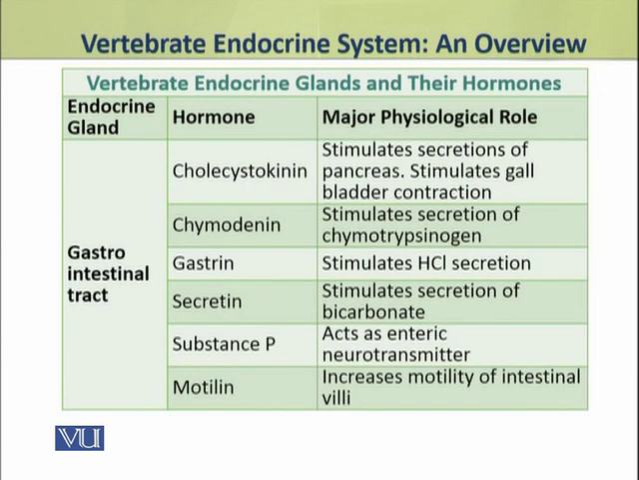Dear students, the gastrointestinal tract also produces many hormones. These hormones include cholecystokinin, chymodenin, gastrin, secretin, substance P, and motilin. Many of these regulate the secretions of digestive juices and enzymes.